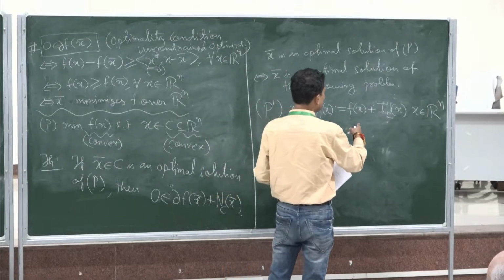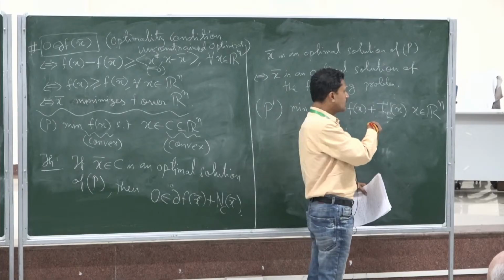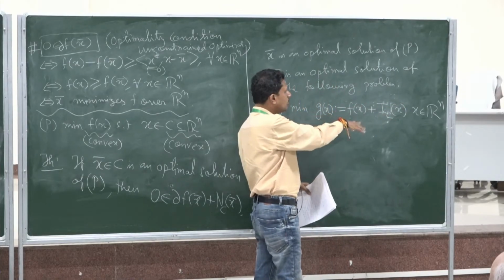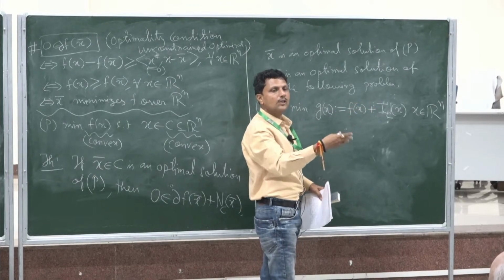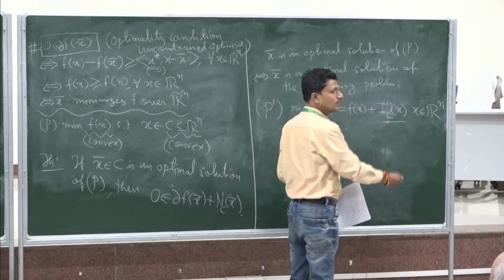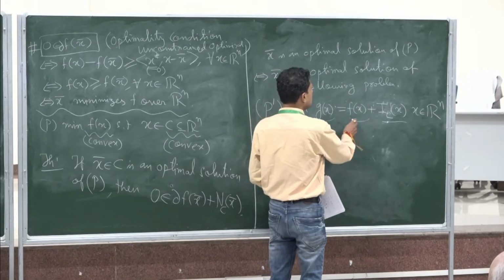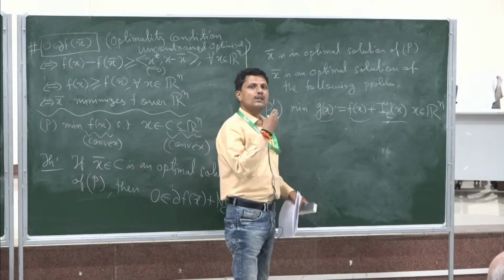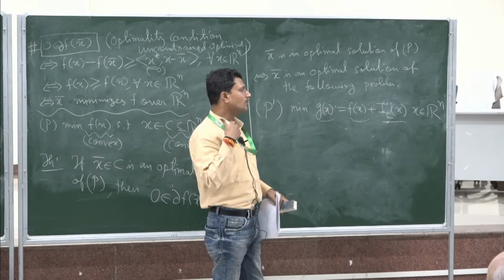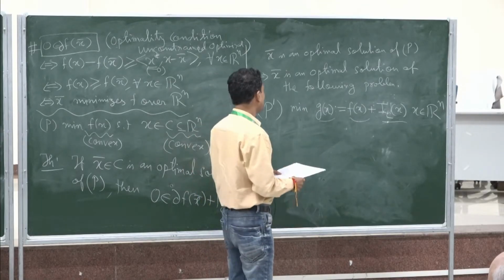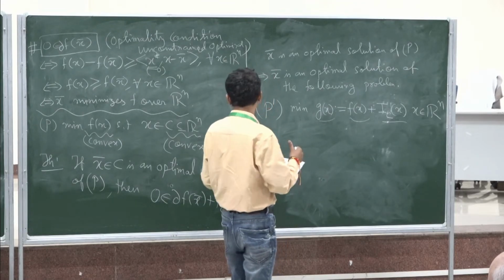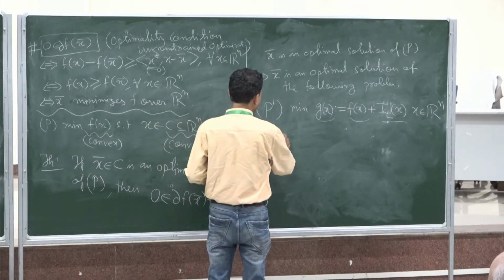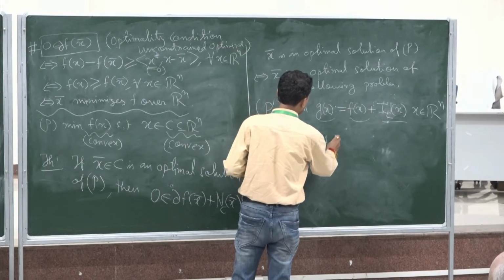We can see that for this function, if x is not in C, then this value is plus infinity, and it can never attain the minimum value. So all the points outside C cannot be a candidate for a minimum. Now if x is in C, then this value will be 0, and the minimum value of g of x will be the same as the minimum value of f of x. So with this trick, we have converted the constrained optimization problem into an unconstrained optimization problem. Now with this, we have the result: 0 must belong to the subdifferential of g of x.